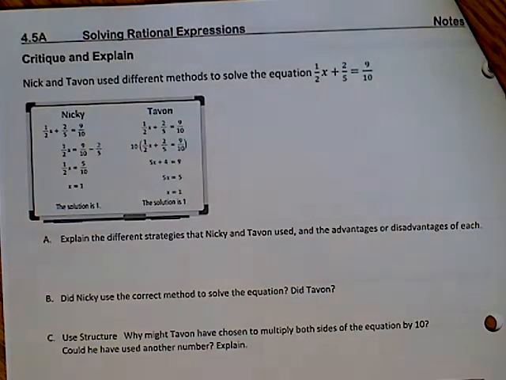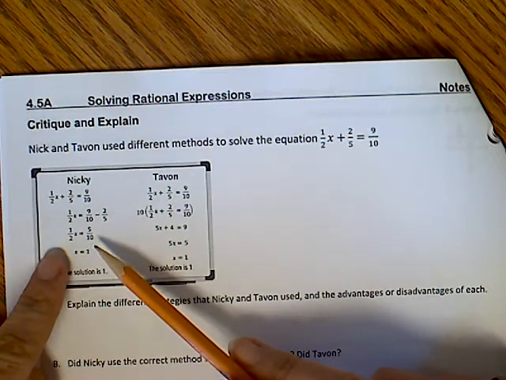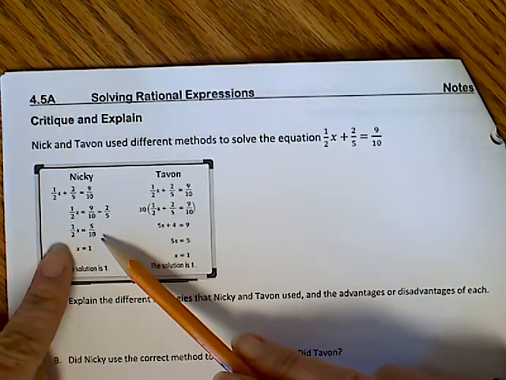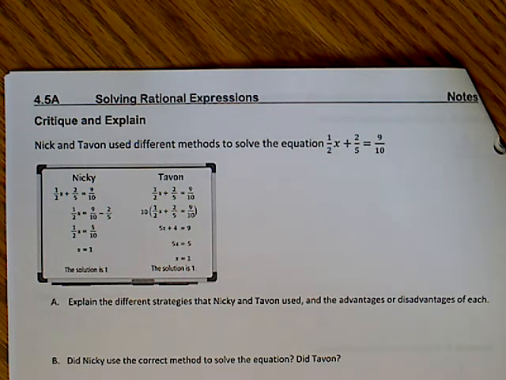Okay, so Nick and Tavon use different methods to solve the equation 1/2 x plus 2/5 equals 9/10. So what we need to do here is look at both methods. Now, the thing I don't like about Nikki's method is that Nikki has all these fractions everywhere, and it's just a lot of work, right? What I think is good about Tavon's method is that Tavon cleared the fractions, so he didn't have to worry about them at all.